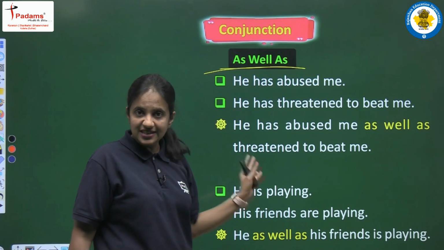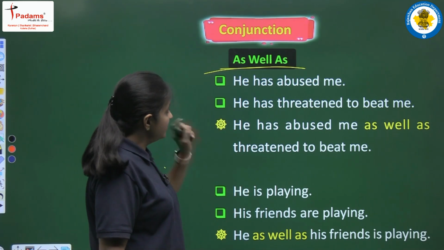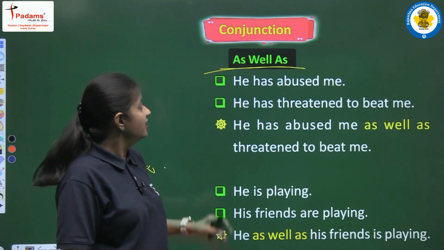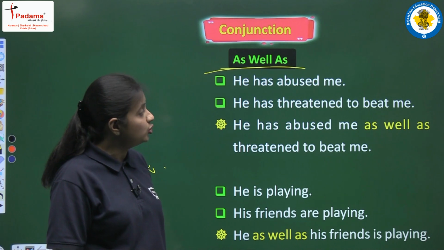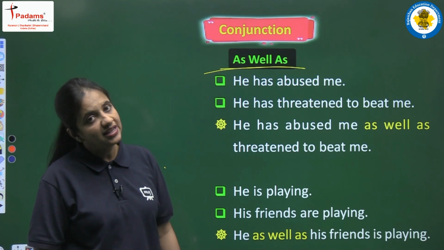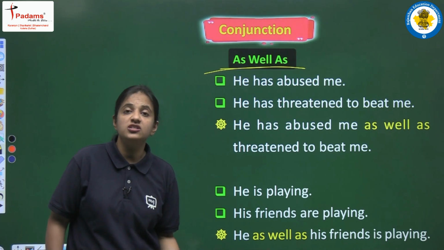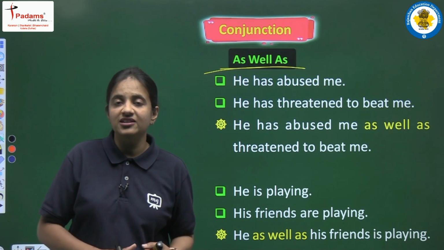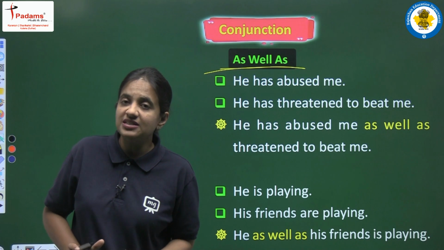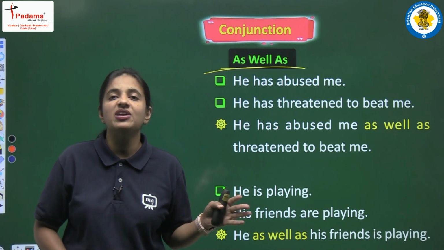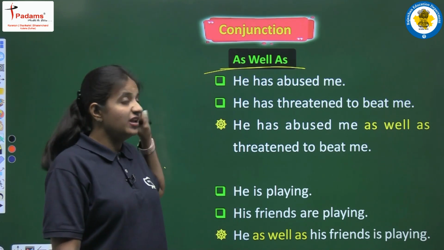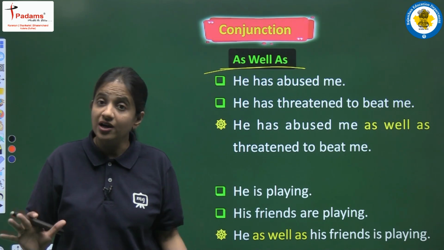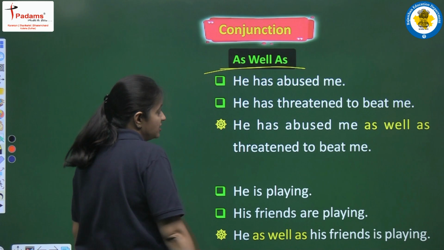First of all, let's read the sentence that we are having. The first sentence is, he has abused me. Second, he has threatened to beat me. So all the conjunctions are used in a similar manner. It means all the conjunctions are used to connect the different parts of the sentence and the common part we have to write one time. So again we have to do the same thing. First of all, we have to find the common part of the sentence. So let's see what the common part is.